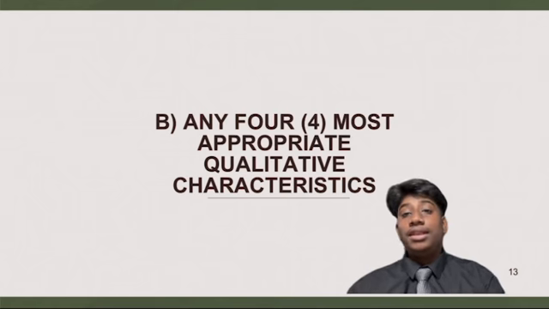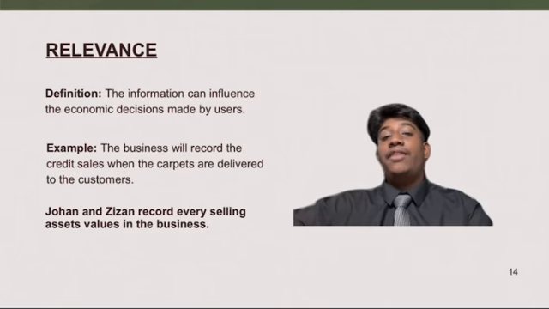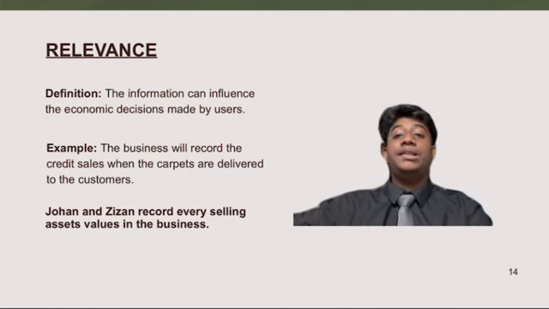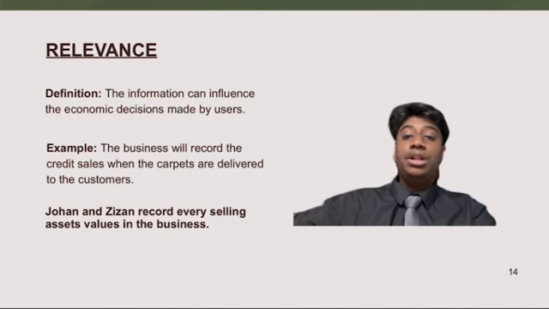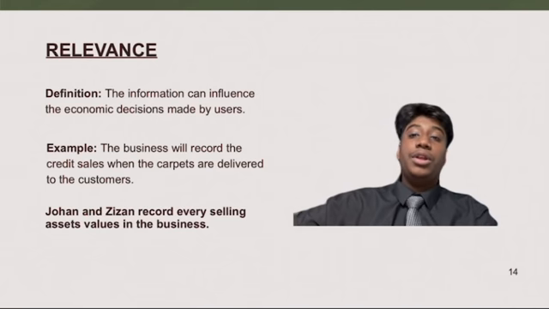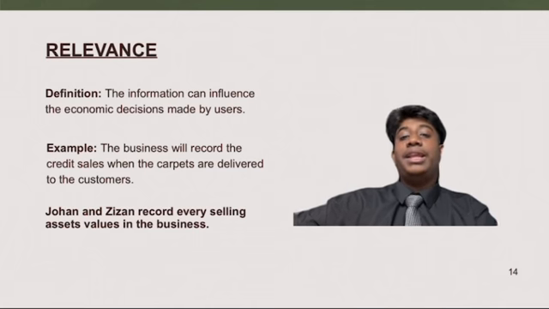Okay, for now, qualitative characteristics. At first, relevance. The information can influence the economic decisions made by users. For example, the business will record the credit sales when the carpets are delivered to their customers. Johan and Zizan record every selling of asset values in their business.